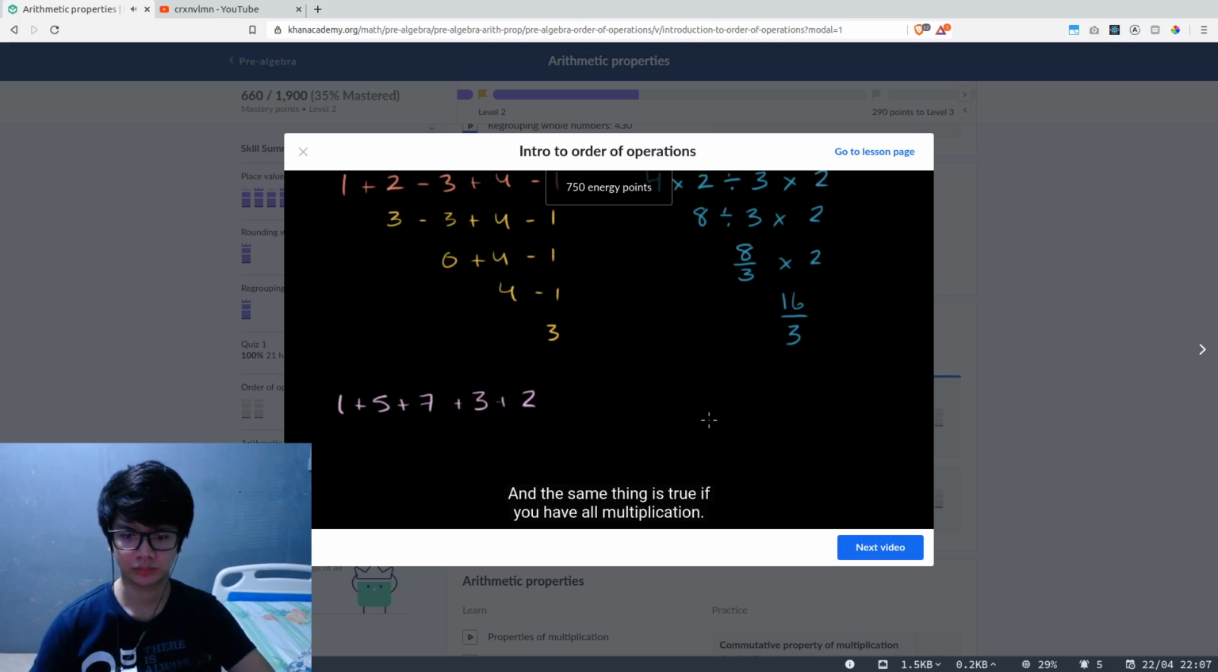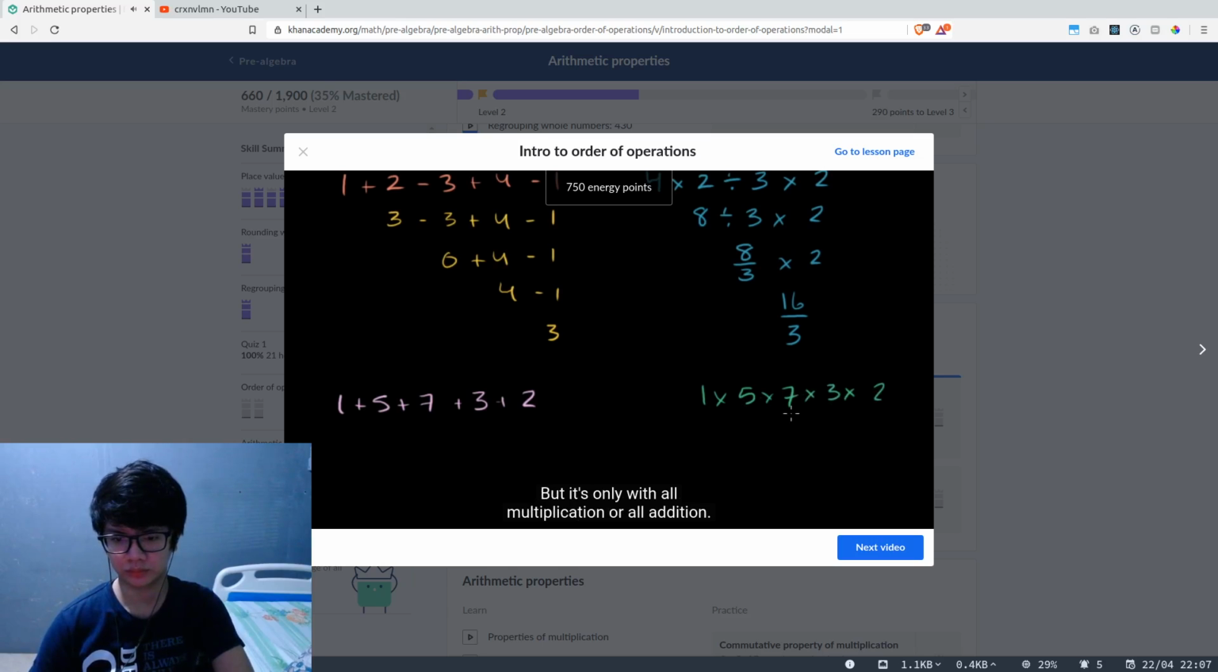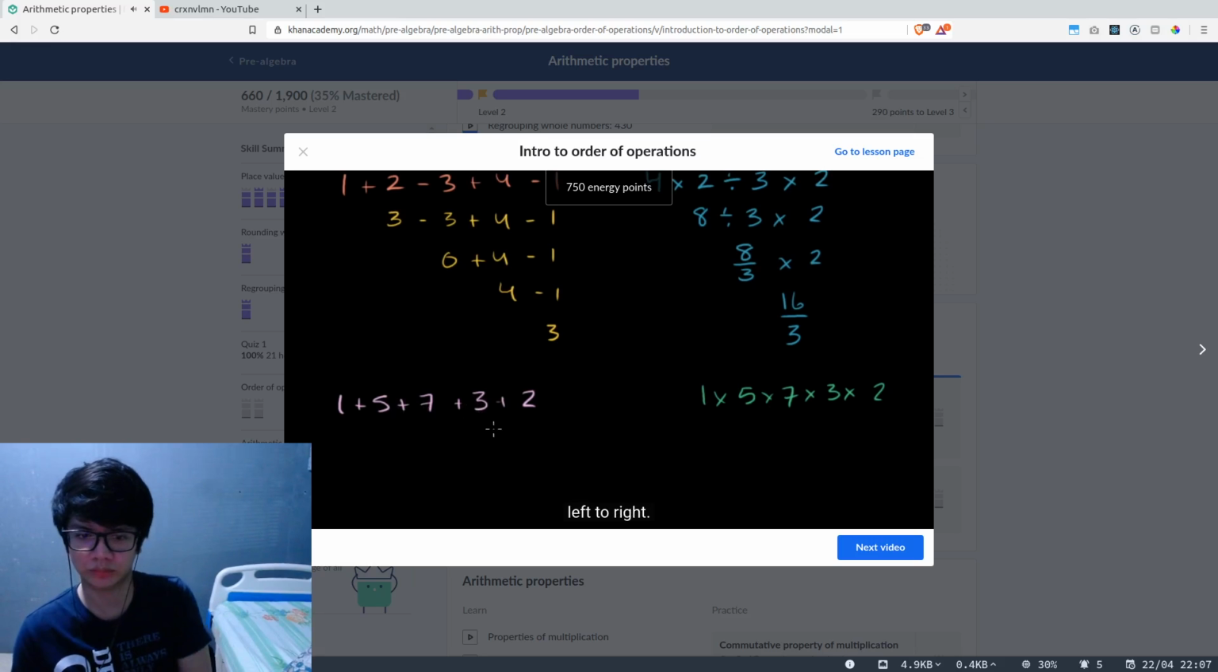And the same thing is true if you have all multiplication. If it's 1 times 5 times 7 times 3 times 2, it does not matter what order you're doing it. That's only when it's all multiplication or all addition. If there's some division in here, if there's some subtraction in here, you're best off just going left to right.